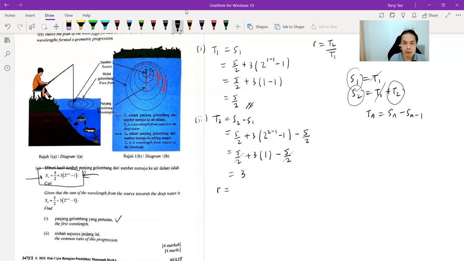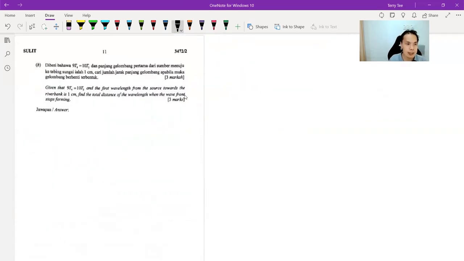And remember, common ratio is T2 divided by T1. In this case, I take 3 divided by 5 over 2. You flip it upside down. It's actually 3 times 2 over 5. So the answer is 6 over 5. You can use a calculator if you want. This is just the first part. Let's move on to the second part.